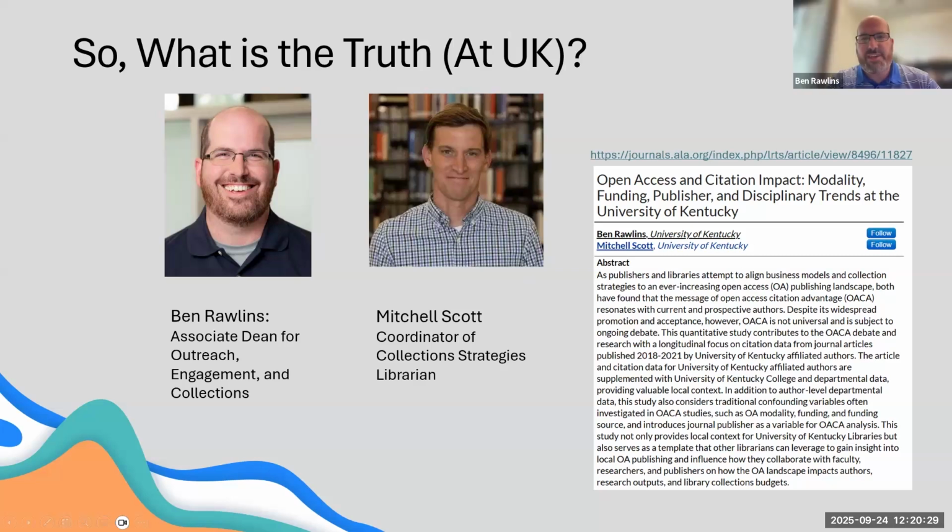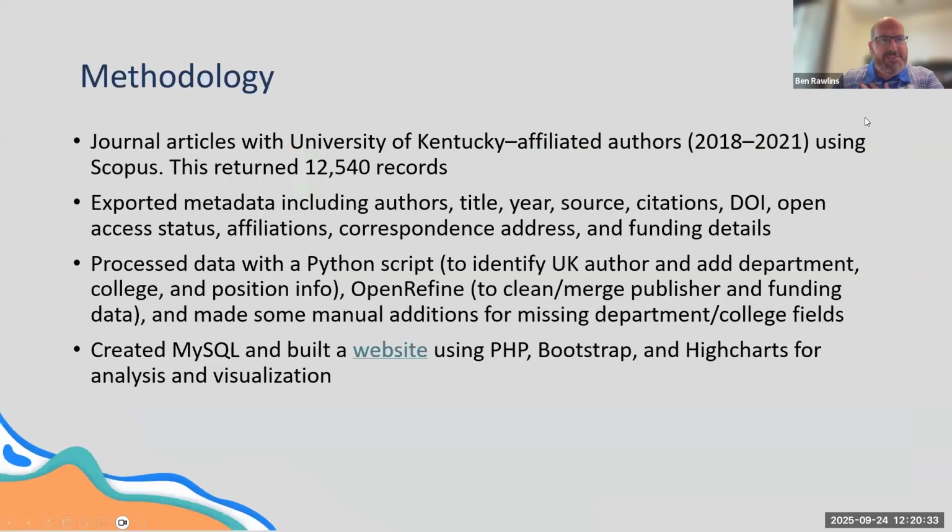All right, thanks, Julie. Could you go on to the next slide, please? So for our study, what we started with is we wanted to gather data on specific types of publications here at UK. So we focused on journal articles for UK affiliated authors from 2018 through 2021 using Scopus. So we were able to find 12,540 records of UK publications.